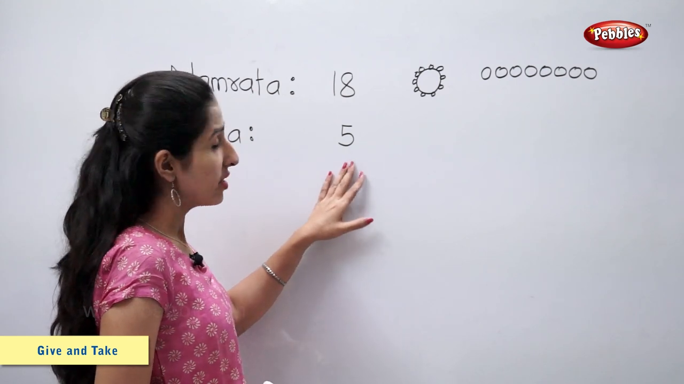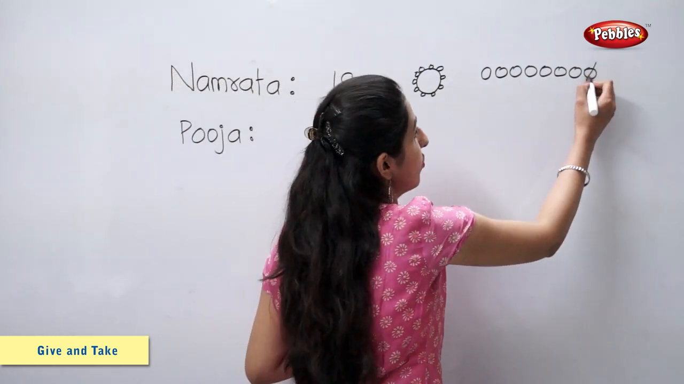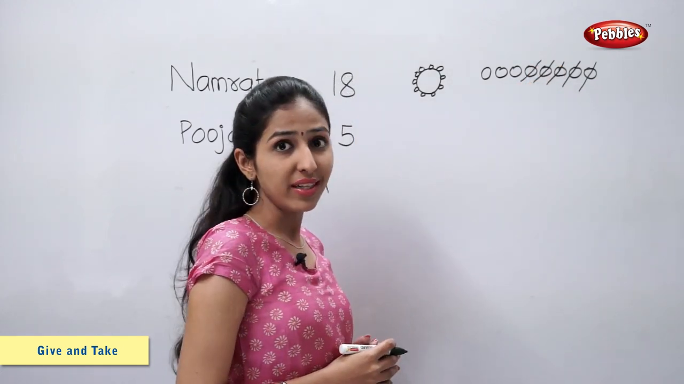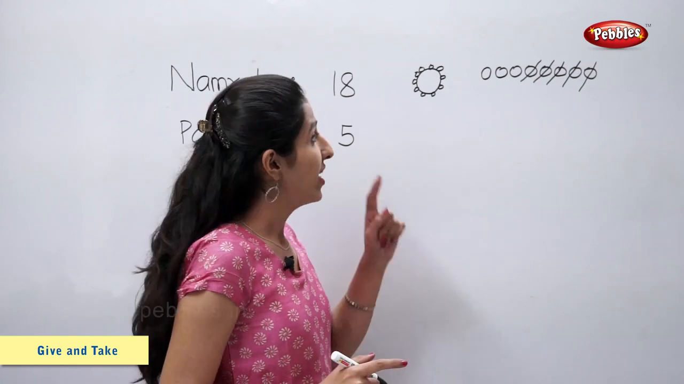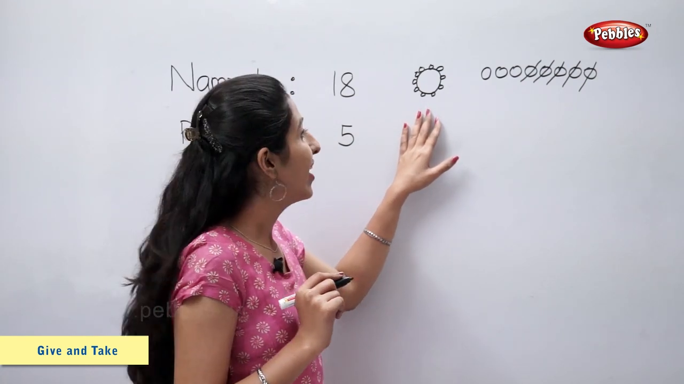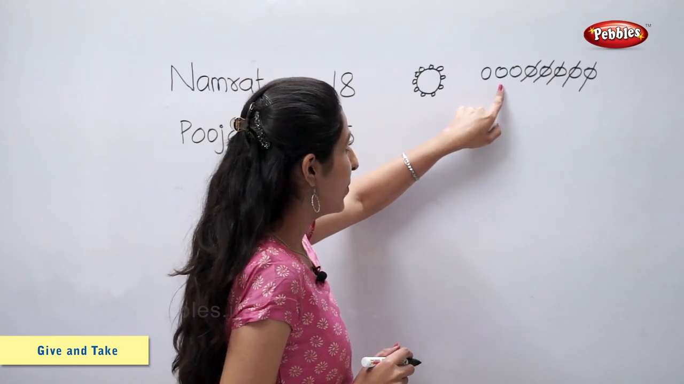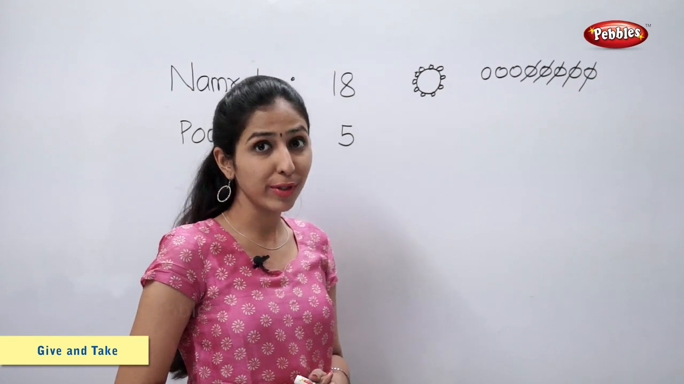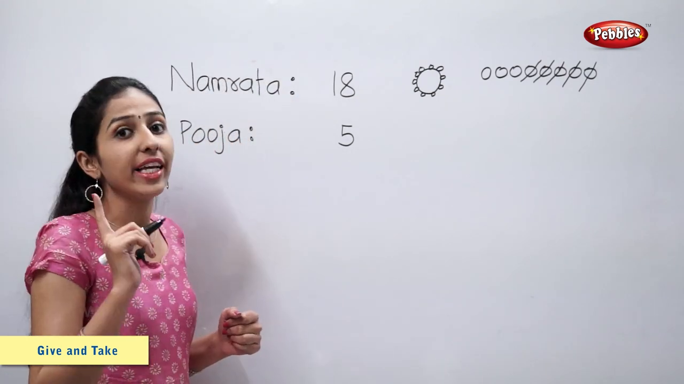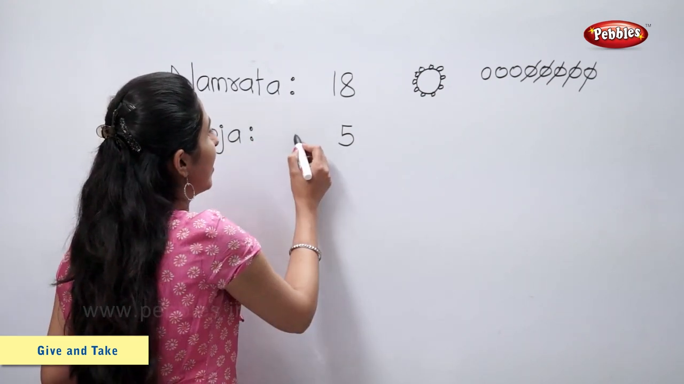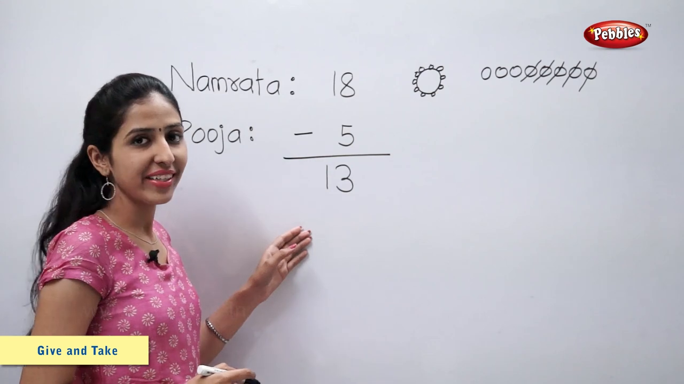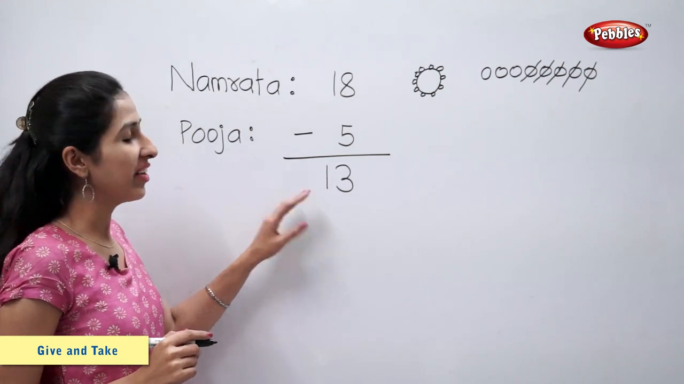She gave 5 pearls to Pooja. 1, 2, 3, 4 and 5. 5 pearls are taken away by Pooja. So let's count number of pearls left with Namrata. 1 bangle of 10 pearls and 1, 2 and 3 loose pearls. So there are total 13 pearls left with Namrata. We can also say that 18 minus 5 is equal to 13. So Namrata is now left with 13 pearls.